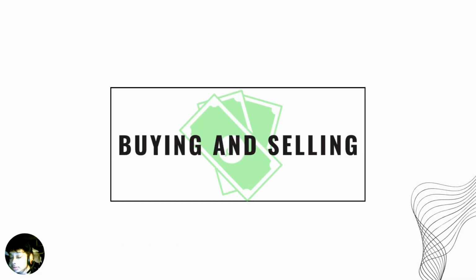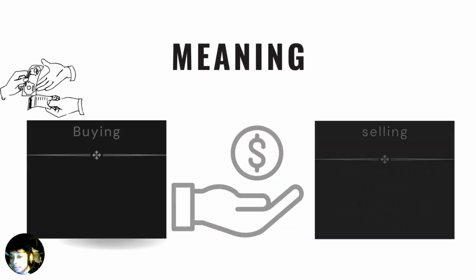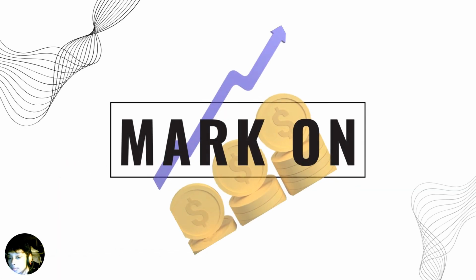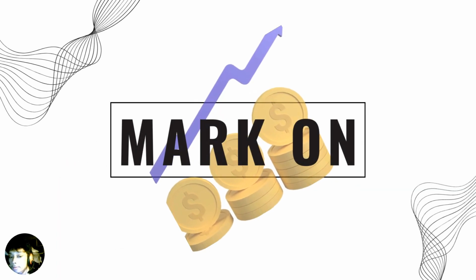But before I start, let me introduce the meaning of buying and selling. First, buying. Buying is exchanging something with money. Selling. Transaction where a good or service is being exchanged for money. And the buying and selling topic consists of mark-on, markup, markdown, and gross margin. And we're gonna start off with mark-on.